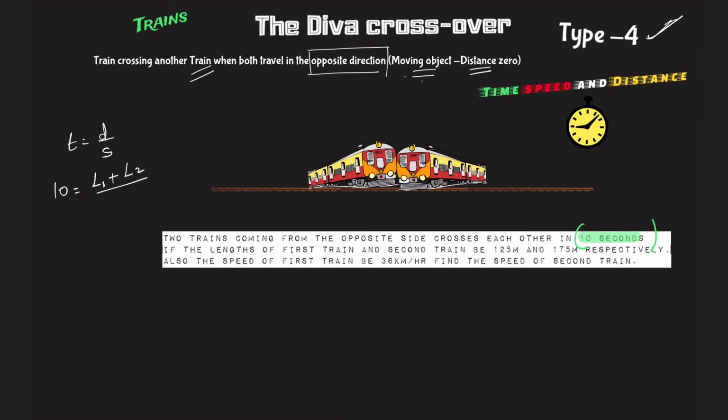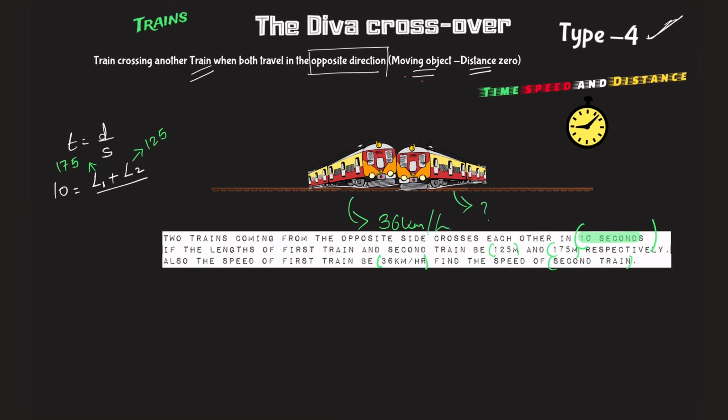So what is given to me in the problem now? If the lengths of the first train and second train be 125 and 175 meter respectively. So this becomes simple. This is 125 meter length of one local train and length of another local train is given to me as 175. So this looks quite simple. Also, the speed of the first train is 36. Find the speed of the second train. So speed of one of the trains is given to me as 36 km per hour, and I am being asked what is the speed of the next local train.